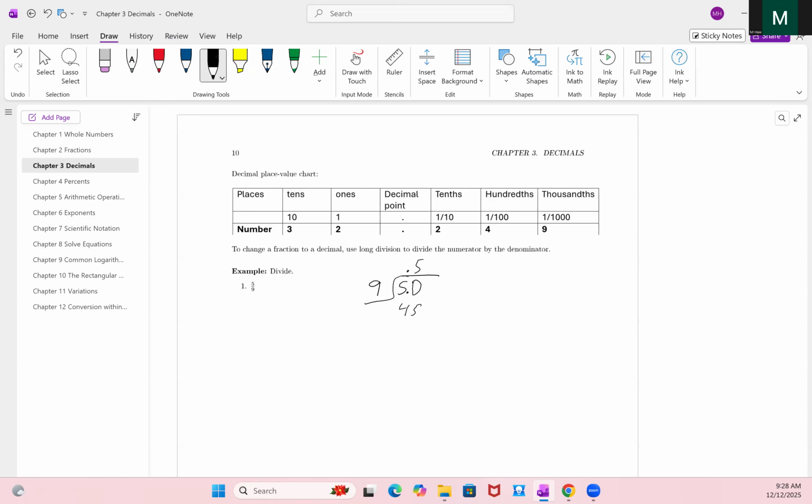So we bring down another 0. This is a terminal 0. And 9 goes into 50 5 times. 5 times 9 is 45. Subtract. The remainder is 5. Again, we put another 0 here, the terminal 0, and then we bring it down, and now we have 50. 9 goes into 50 5 times. 5 times 9 is 45. Subtract. This remainder is 5. As you can see, there's a pattern. That pattern doesn't change. It's repeating. So 5 divided by 9 is 0.5 repeating. To show that the digit 5 is repeating, we put the bar on top of the 5.